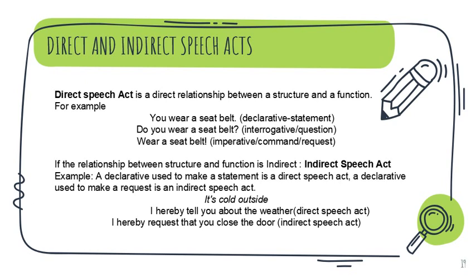On the other hand, if the relationship between structure and function is indirect, it's called an indirect speech act. An example of an indirect speech act is when a declarative is used to make a request. If I said, "It's cold outside," this sentence has two meanings. First, I tell you about the weather, which is a direct speech act, and I request of you that you close the door, which is an indirect speech act.